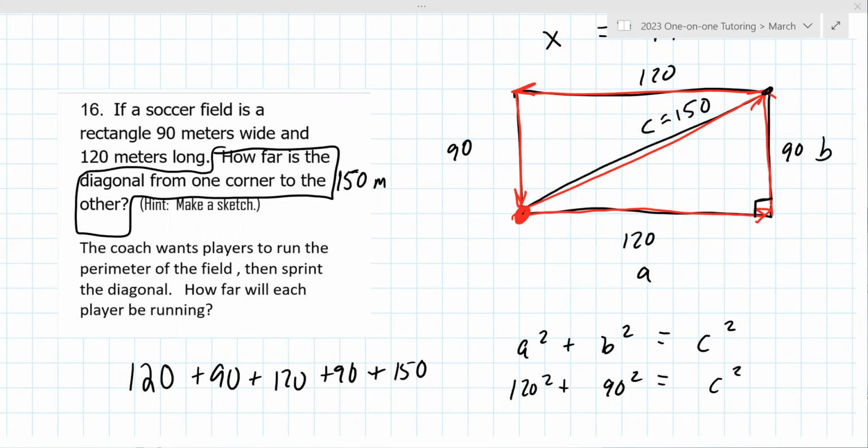Okay, we're going to skip to 23 and then come back to the other ones, because 23 is more like what we've been doing. It's another right triangle problem.